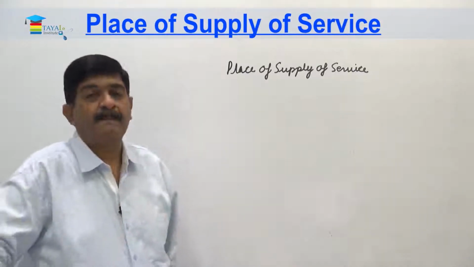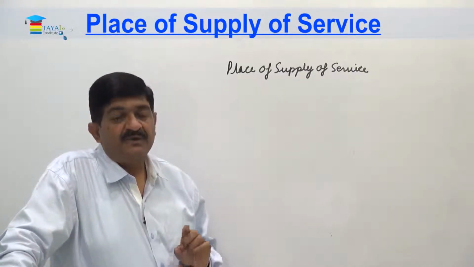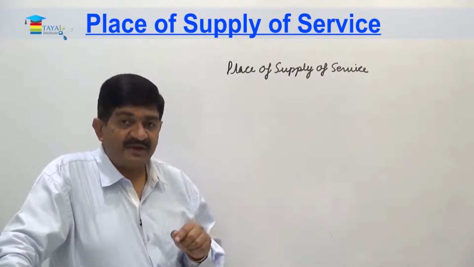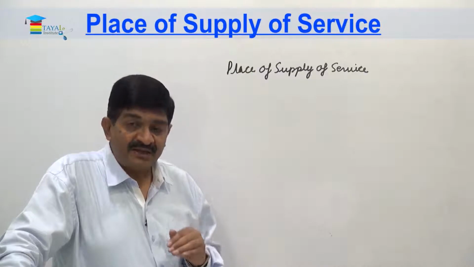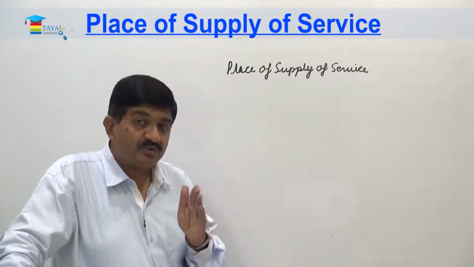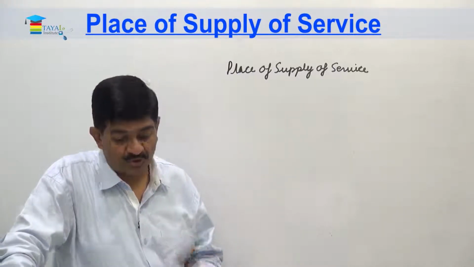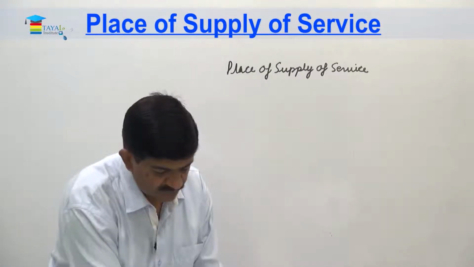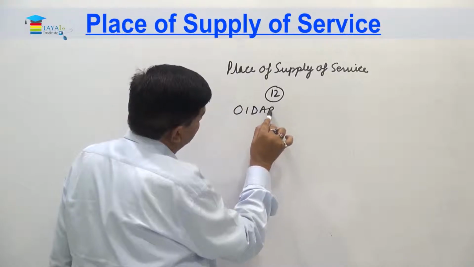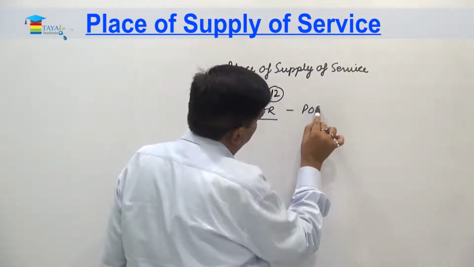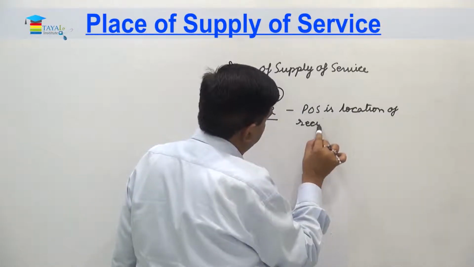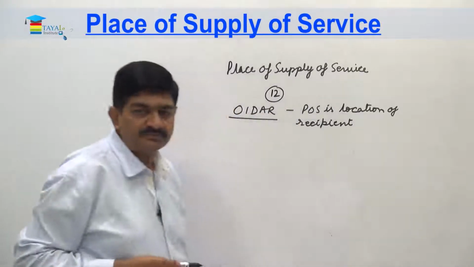So OIDAR services can be said to be received in India when either the address given by the recipient is in India, or his IP address is in India, or the credit card or debit card he is using is in India, or the billing address is in India. Any two of these should be in India for the OIDAR services to be considered received in India. OIDAR means online information data access retrieval services. In this case, the place of supply is the location of the recipient.